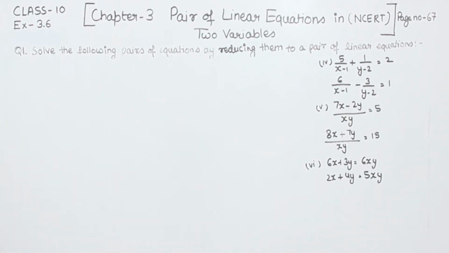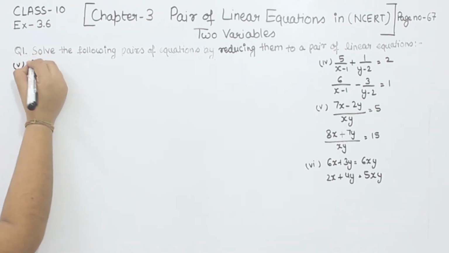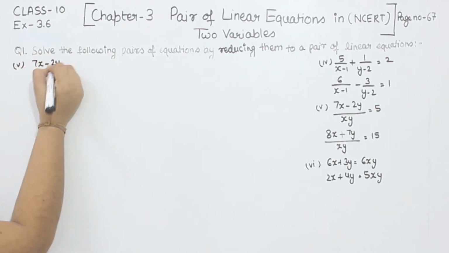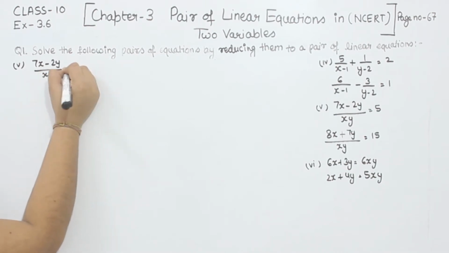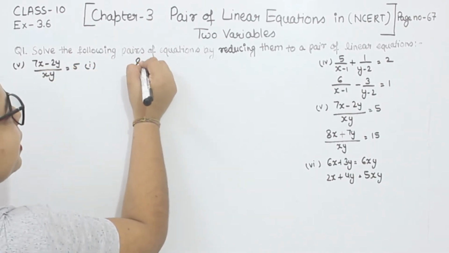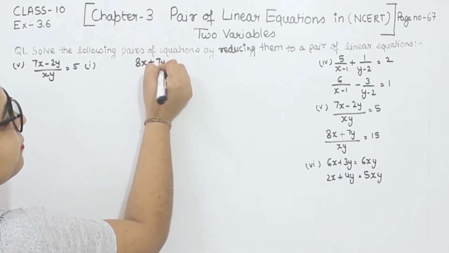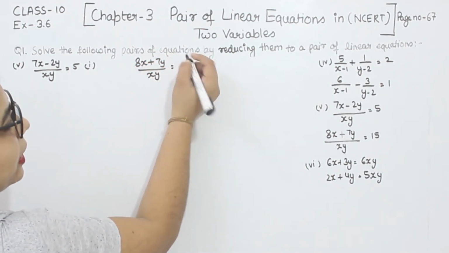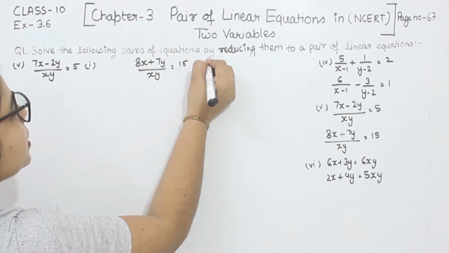Now comes to part 5. The equations we are having are (7x minus 2y) by xy equal to 5, this one is equation number 1, and the second one is (8x plus 7y) by xy equal to 15, this one is equation number 2.